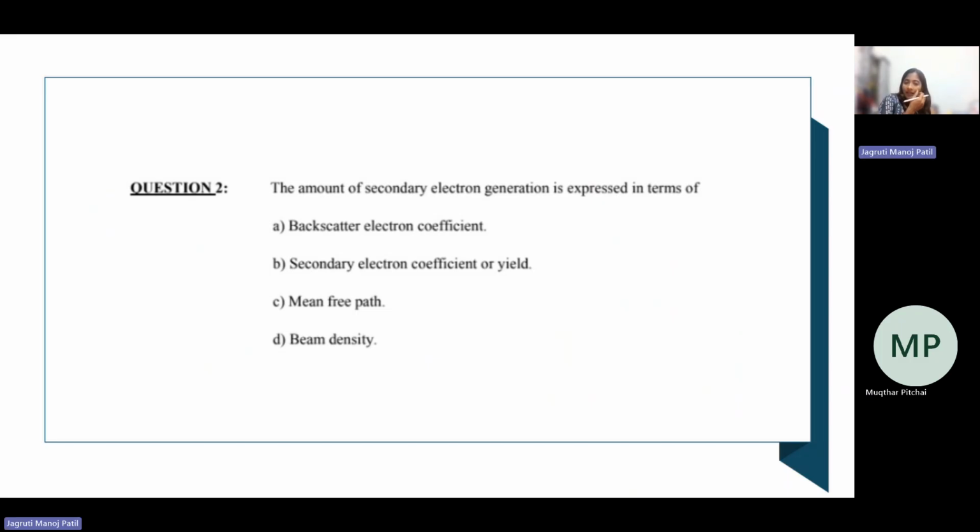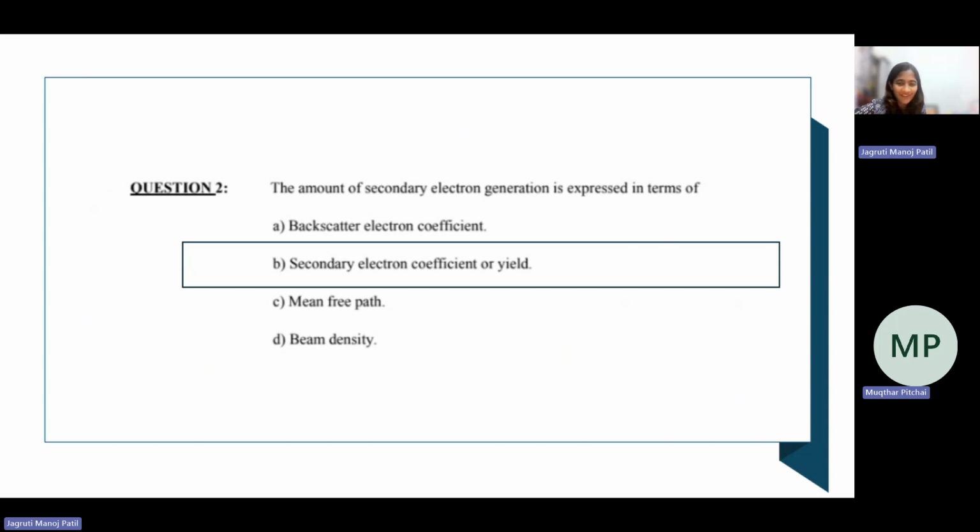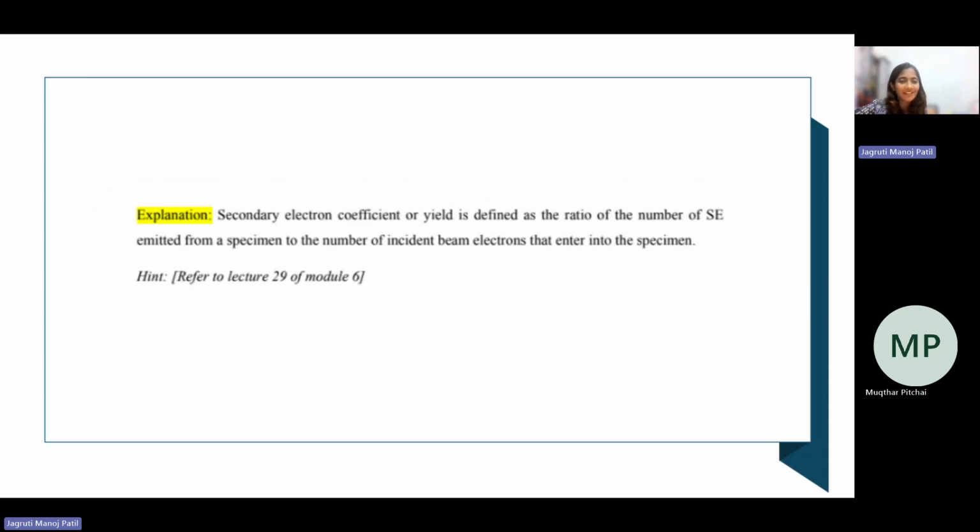The amount of secondary electron generation is expressed in terms of what? Yes, the secondary coefficient, exactly, or yield. The coefficient or yield is directly given.